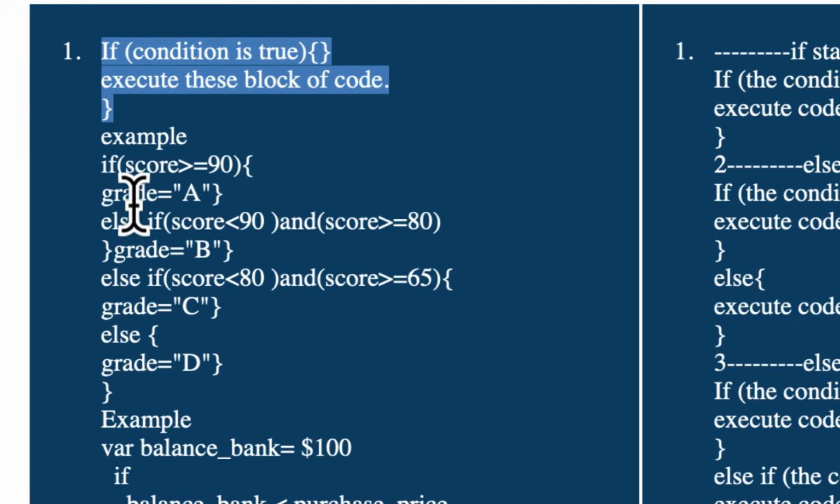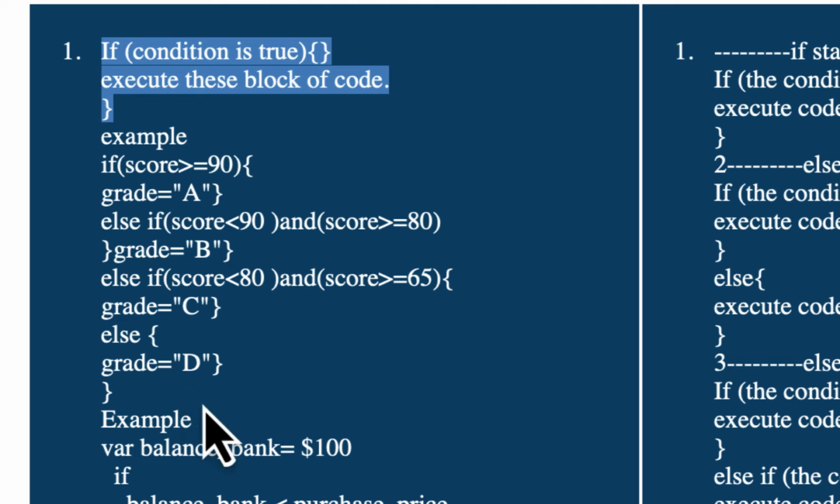For example, I put an example here. I said if the score is greater than or equal to 90, grade A. That means that person's school grade is A. And else if, we give another condition: if their score is less than 90 and greater than 80, between that, we give them a grade B. Again, we have another else if: the score is less than 80 and at least 65, then grade C. Else, the last condition, is going to give the person a grade D.